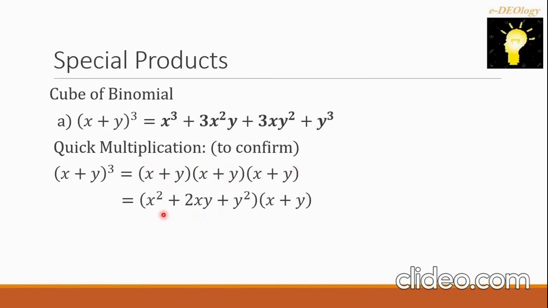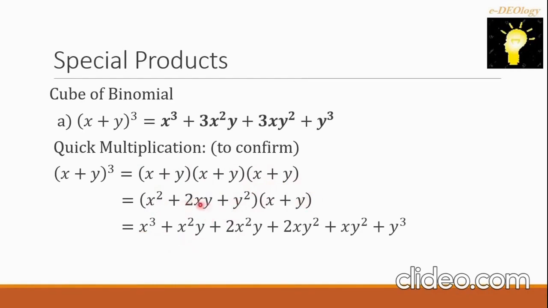Now we are going to again do the long multiplication. One term here will be multiplied to the terms of the other group. Another term here will be multiplied to the terms of the other group. And the last one will also be multiplied to the terms of the other group. So you see here we have x squared times x will get the x cubed. The x squared times y will get this x squared y.